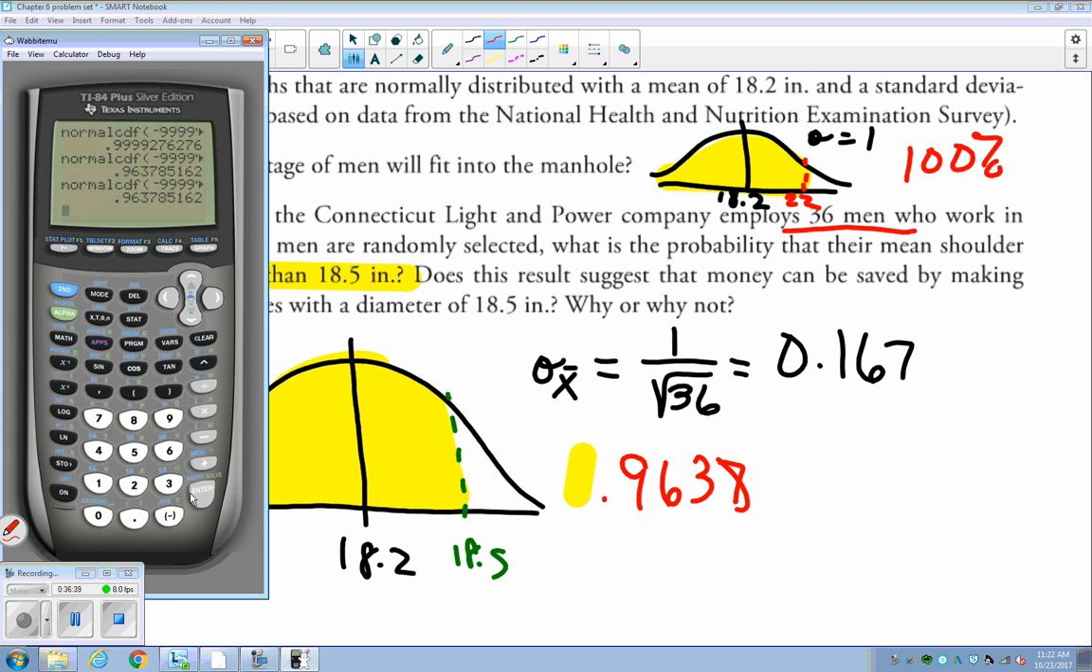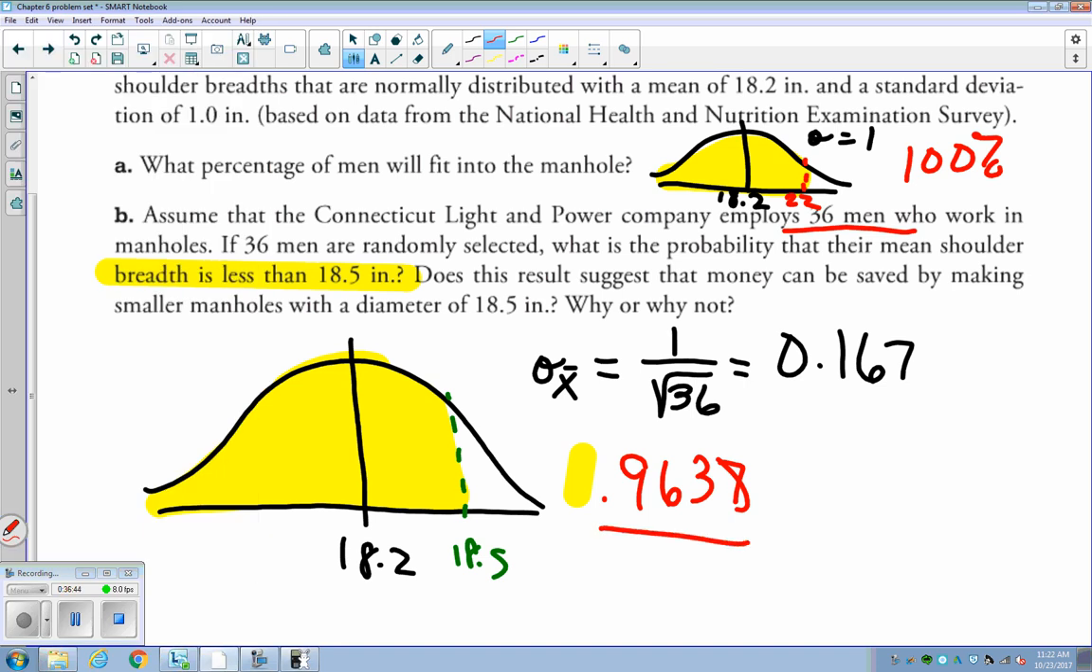Okay. So given that result, does it suggest that we should save money by making those smaller? Why or why not? There's still a percentage. Yeah. But it can happen. Right. And if it does happen, then you're stuck with somebody who's not able to enter any manhole anywhere. Exactly. It's limited for his capabilities of doing his job.